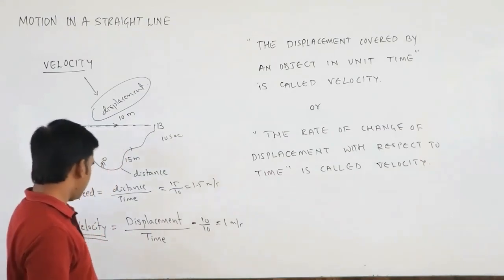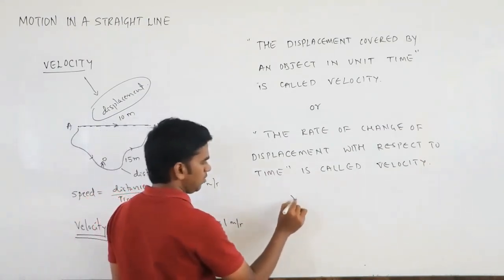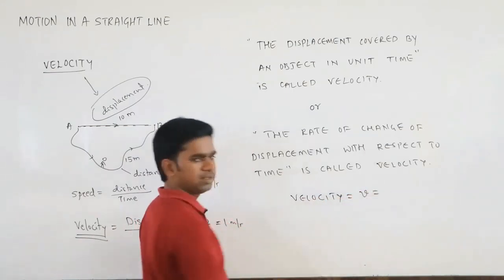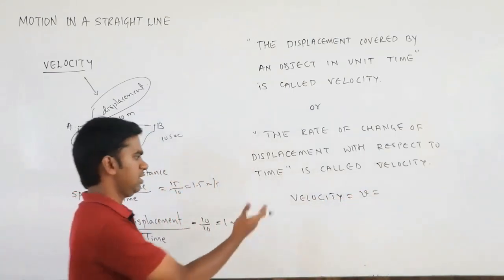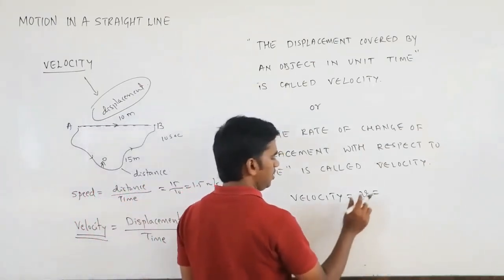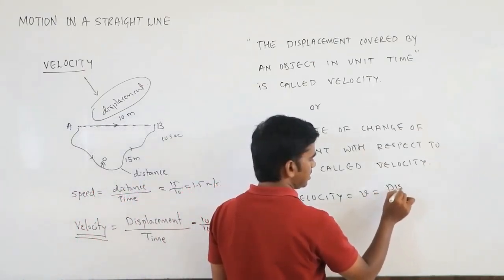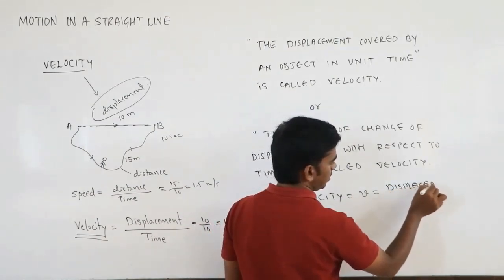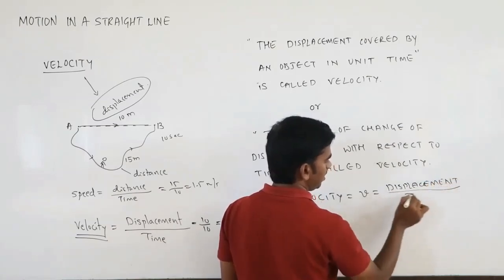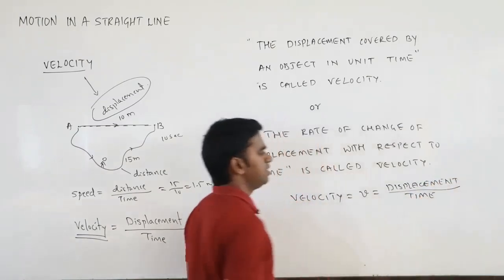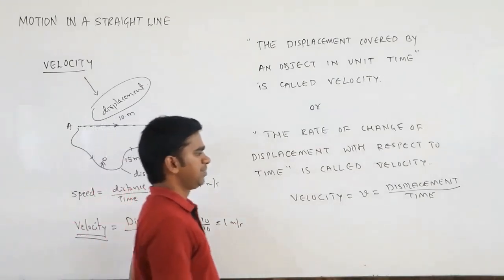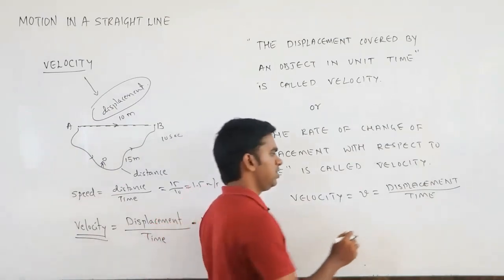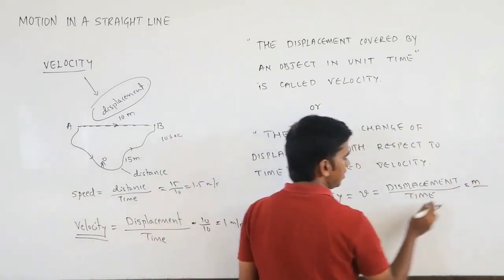Now what did we get? We got velocity. You can again denote it by v. Speed you can also denote by v, and here velocity also you can denote by v. So v equals displacement divided by time. See here, displacement is nothing but the shortest distance. So what is the unit? Unit of displacement is meter. So what is the unit of time?